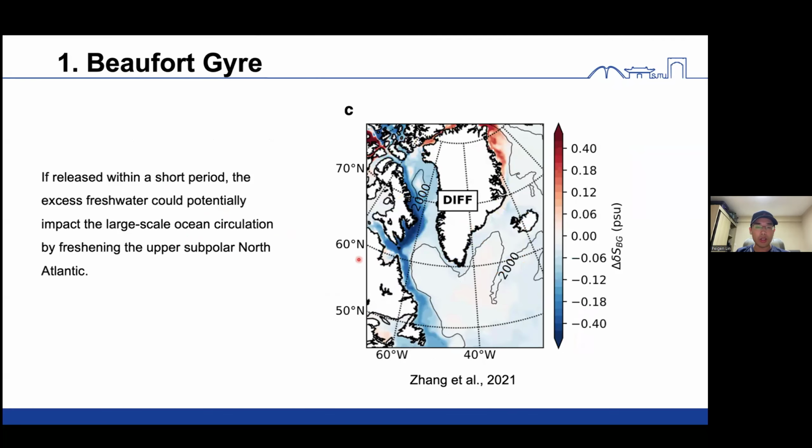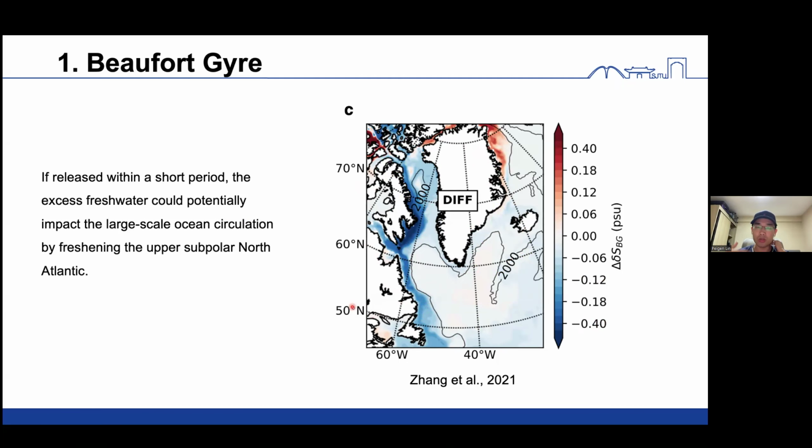And the other model study, they did a very interesting experiment. They said the results suggest that if you release the 40% increase of the freshwater in the Beaufort Gyre within a very short amount of time, you will see that the salinity in the entire North Atlantic decreased dramatically, particularly along the shelf region in the Labrador Sea and the Baffin Bay, by like minus 0.4 in the salinity. So this is a large change.